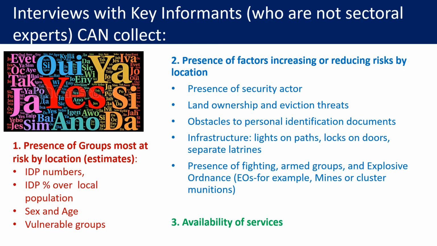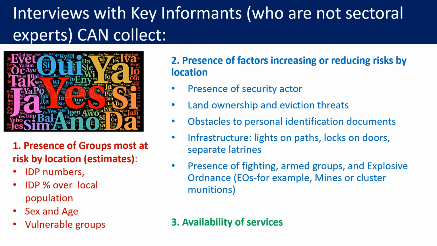We can collect the presence of those factors that increase or reduce the risks by location. For example, we can collect presence of security actor. We can collect the land ownership and eviction threats. We can collect whether or not there are obstacles to personal identification documents. We can collect infrastructure information that are likely to increase or reduce the risk of violence or protection concerns. For example, if there are lights on paths, locks on the doors, separate latrines.